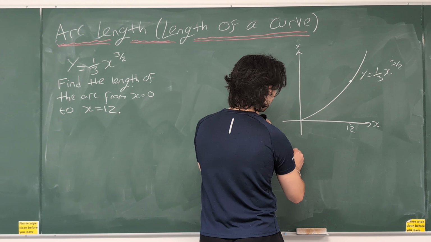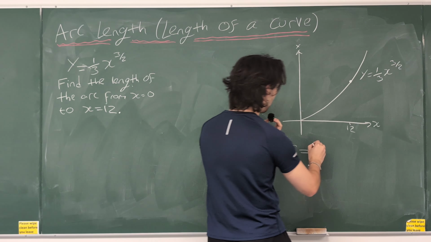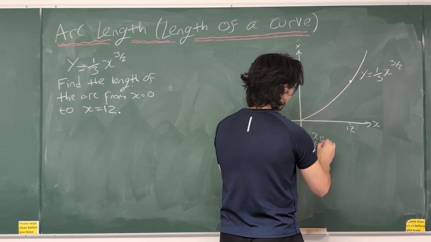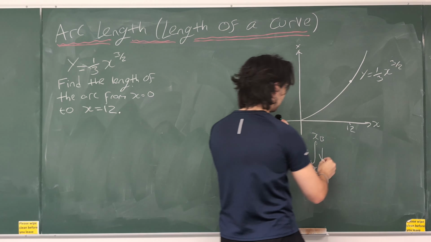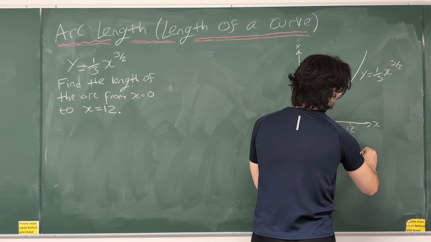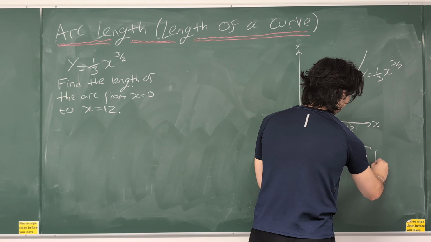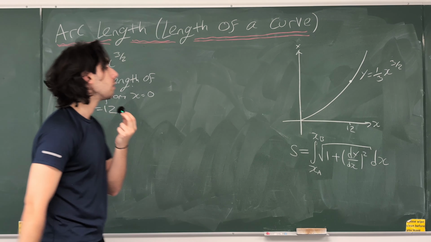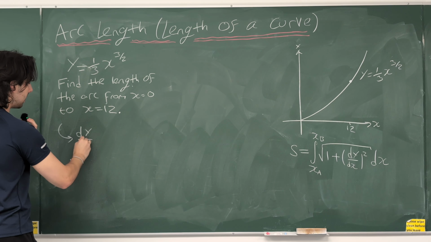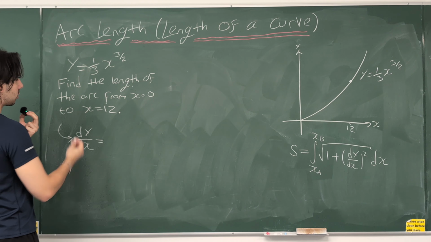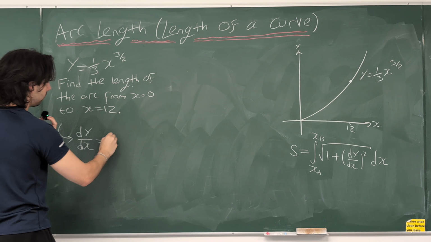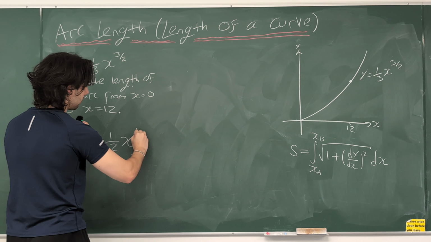So again, the formula is that the arc length s of any curve is the integral from the starting value of x to the ending value of x of the square root of 1 plus the derivative of the function squared, dx. That's the formula for the arc length that we call s. So in this question, we're going to need to find dy/dx. It's always good to find dy/dx first. So the derivative of 1/3 x to the 3/2 is 1/3 times 3/2, so 1/2, times x to the power of 1/2.